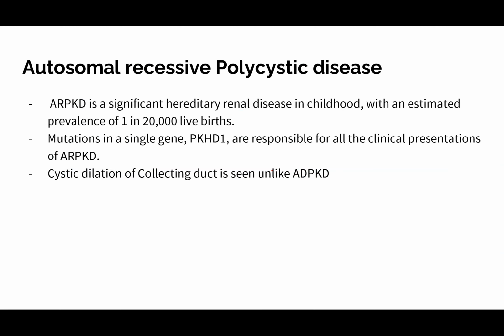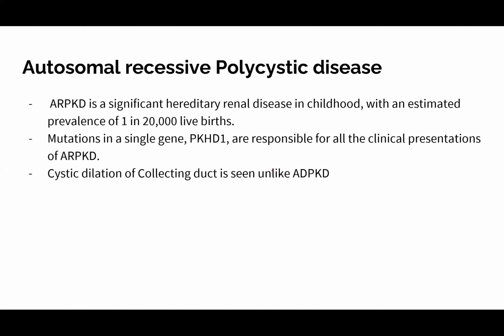ARPKD, autosomal recessive polycystic kidney disease. ARPKD is a significant hereditary renal disease in childhood with an estimated prevalence of 1 in 20,000 live births. Mutations in a single gene, PKHD1, are responsible for all the clinical presentations of ARPKD. Cystic dilation of the collecting duct is seen, unlike in ADPKD.